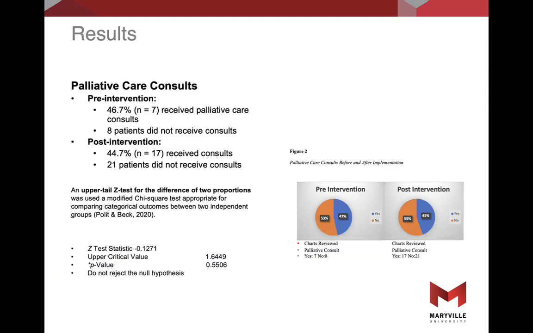For my palliative care consults, we had 7 consults pre-intervention, 46.7%. Post-intervention, we had 17 consults, a 44.7% increase. I know it's not much, but within that short time period for the ICU, neuro ICU, and medical ICU, we went from 7 to 17. The Z statistic was negative 0.1. We did not reject the null hypothesis. We used, again, the Z-test because we can compare the two independent groups.